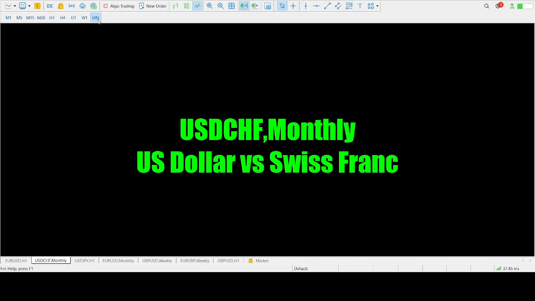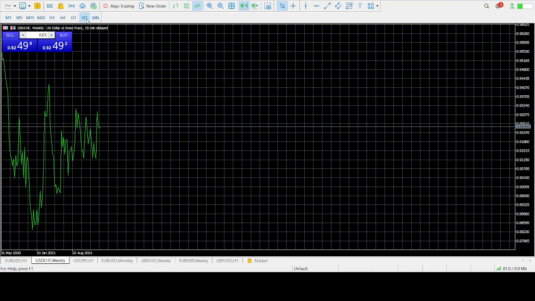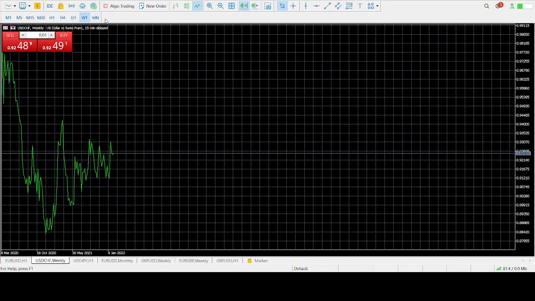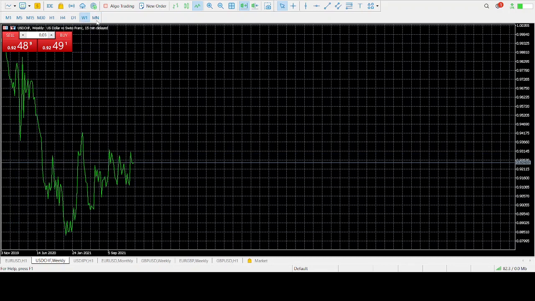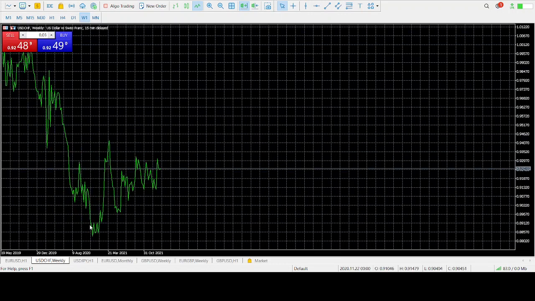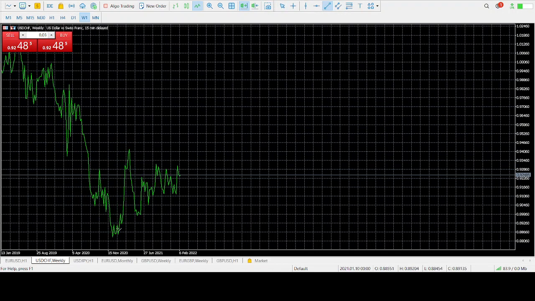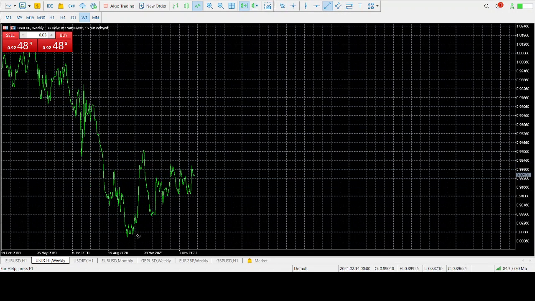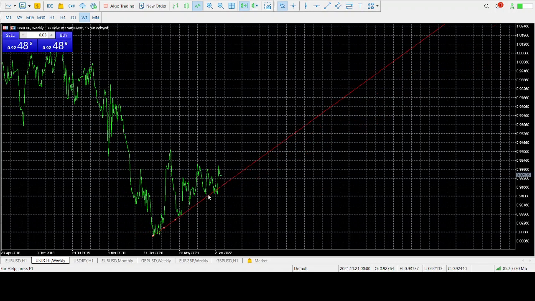So we put it on the monthly first. Oh, it needs to load. Sorry for that. Okay. It's loading really slow. Okay, let's do it on the weekly because we see something here. We see a small trend here forming. So the price is obviously going up here.